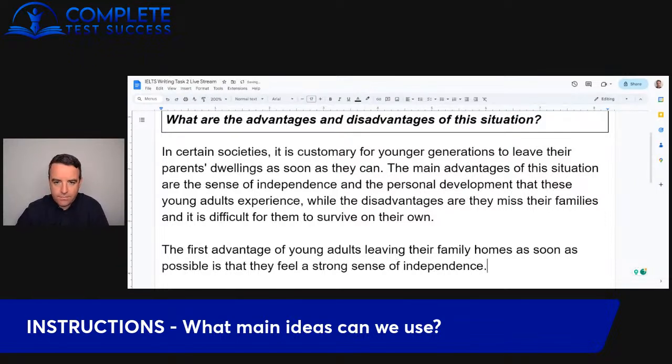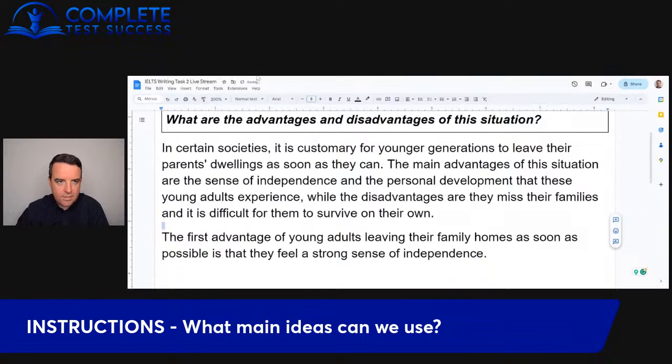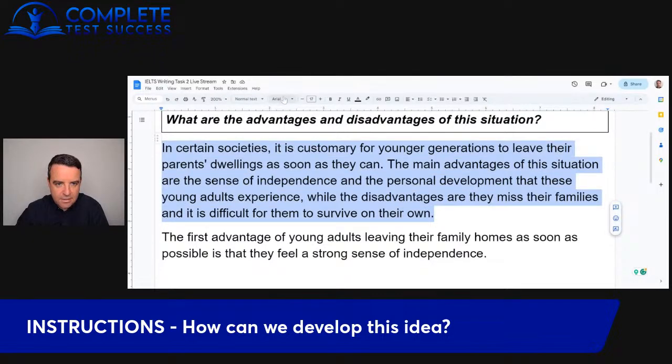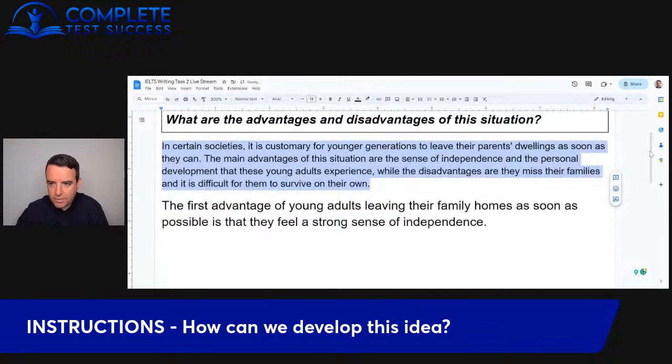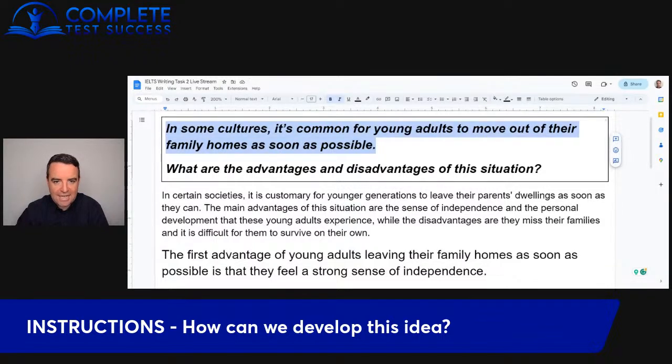Okay, so what I want you guys to do next is I want you to tell me how can we develop this idea? So they'll feel a strong sense of independence. I need you to develop that for me. Let me make the introduction a bit smaller because it's important that we continue focusing on the question. So we can't just talk about anything we want. We need to stay focused on what the question asked us to talk about. So that's why it's important that you can see the question while you are writing this.